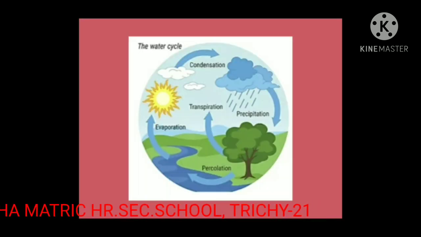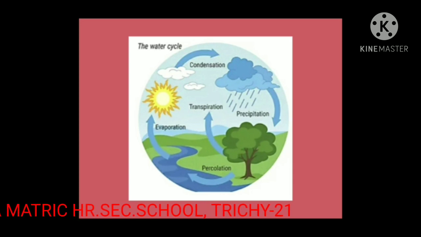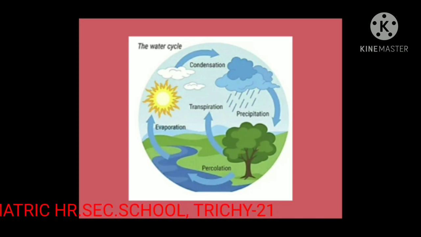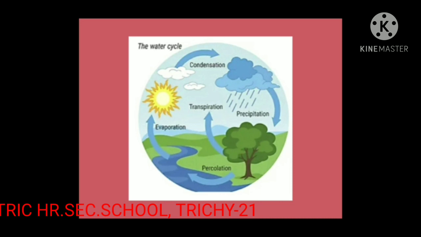The third stage of water cycle is precipitation. The water droplets join together to form clouds. As they get cooler, the droplets become bigger and heavier and fall as rain. If the air is very cold, they freeze to fall as hail or snow.